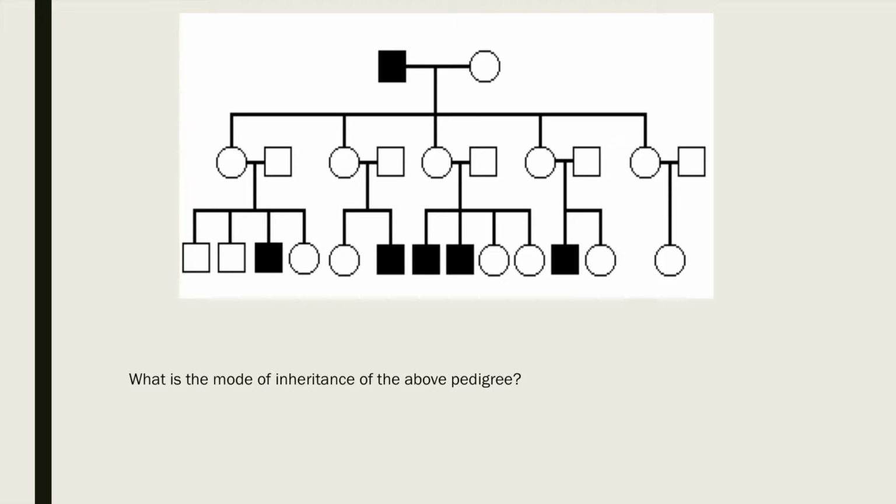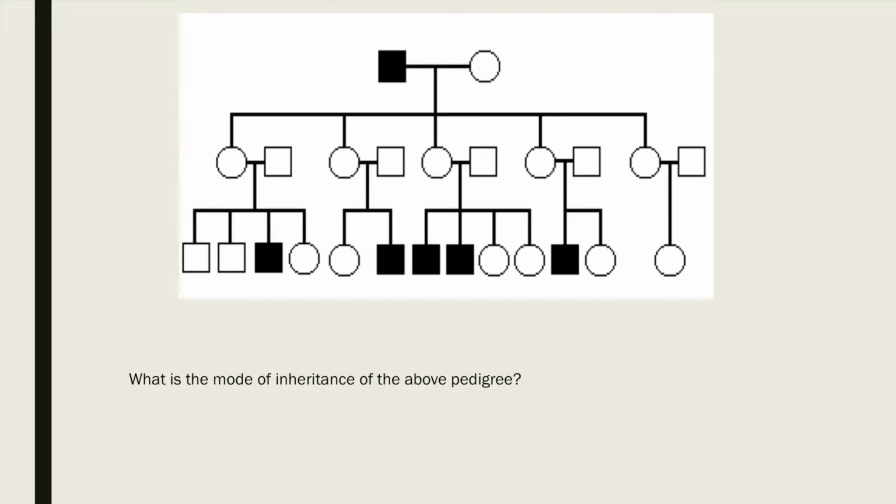So this next question asks what the mode of inheritance for the above pedigree is. So squares represent males, circles represent females, and if the box is shaded in, it means the individual is affected. So here we can see that there's not a typical 3-to-1 ratio, so we can rule out autosomal traits. So we assume it's sex-linked then.